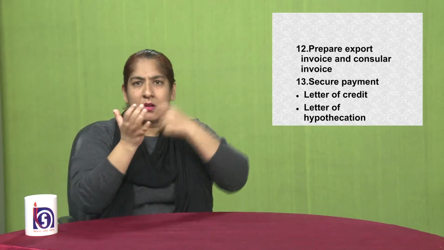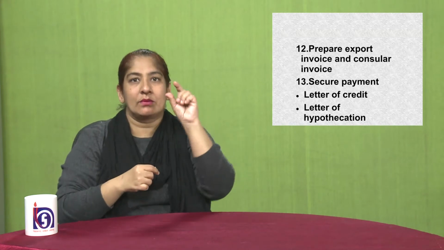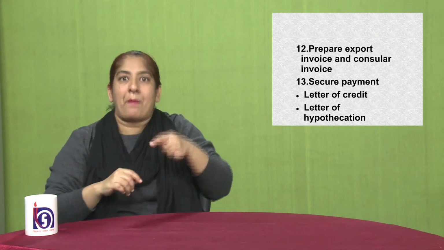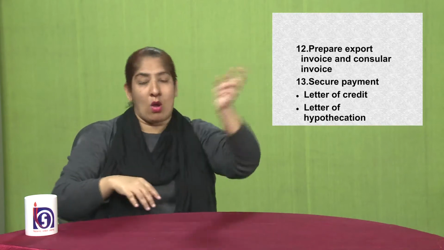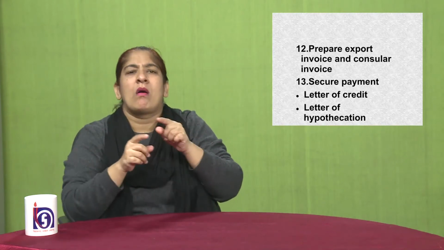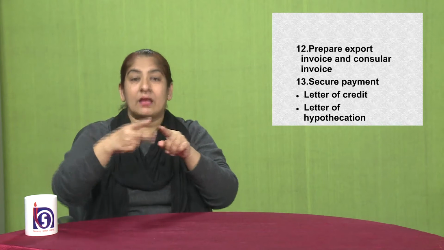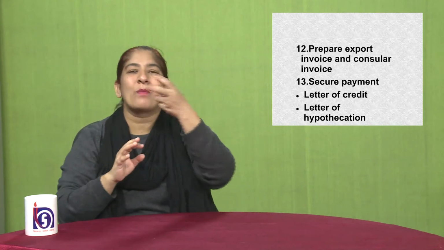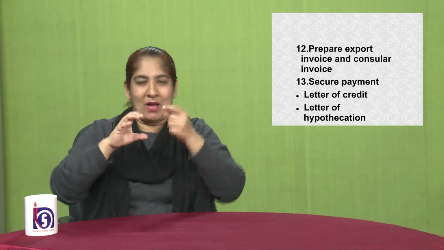Twelfth point is prepare export invoice and consular invoice. 13th point is secure payment, which can be done in different ways: letter of credit or letter of hypothecation, where they can contact the bank and take the money.